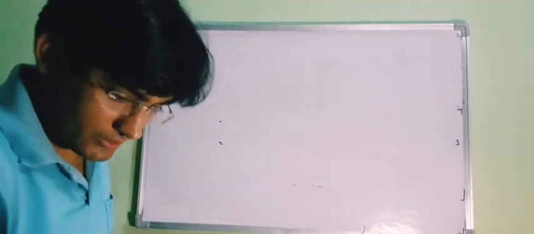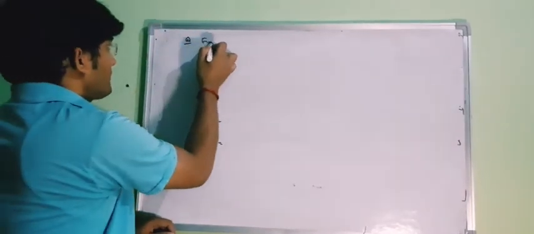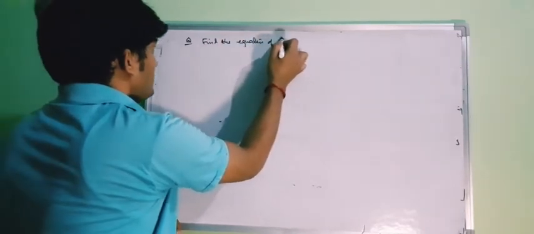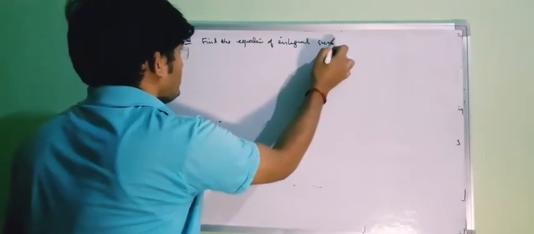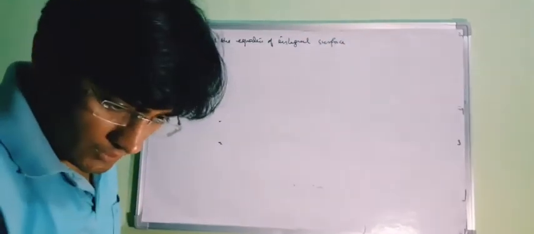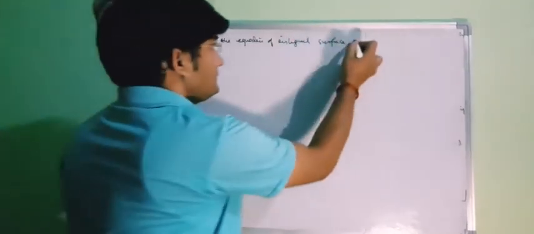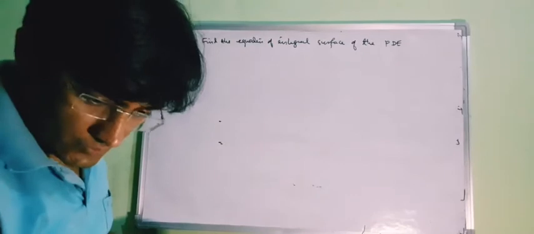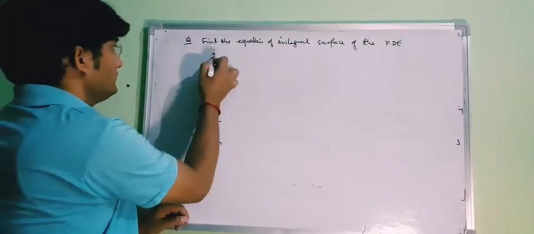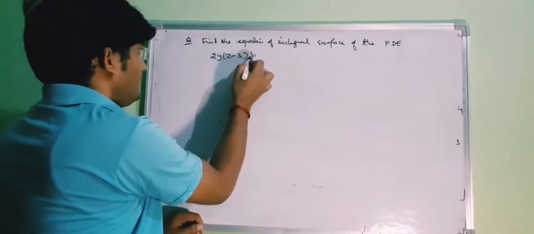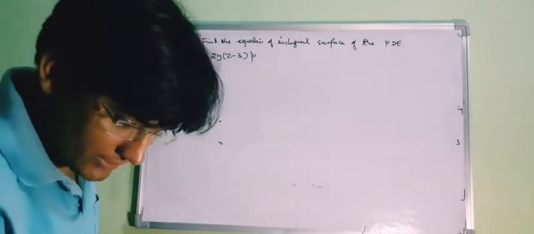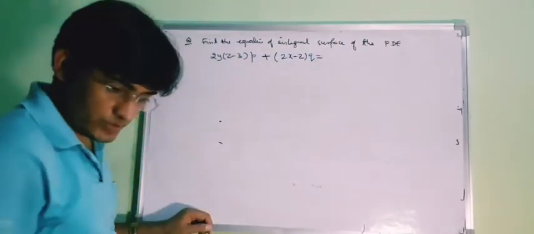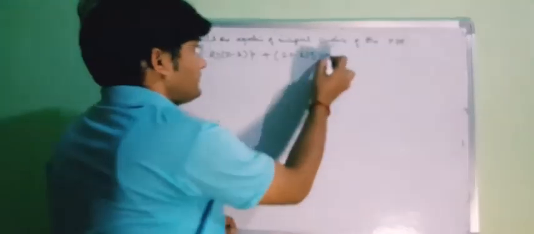Find the equation of the integral surface of the PDE, and the partial differential equation is (2yz minus 3)p plus (2x minus z cube)q equal to y(2x minus 3).